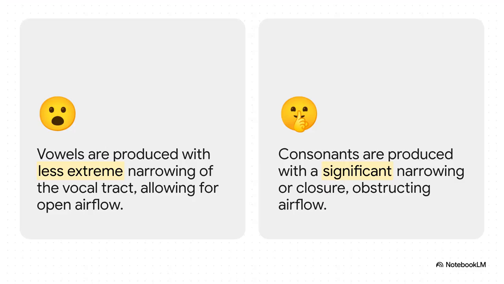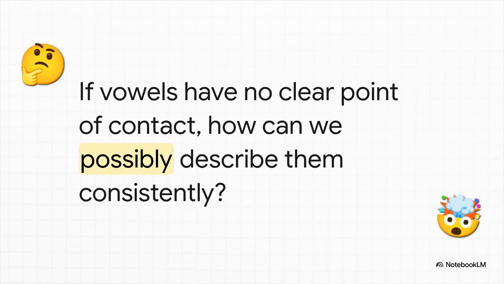I mean, think about it. To make a P sound or a T sound, you have to literally block the air. Your lips come together, your tongue smacks the roof of your mouth. But for a vowel, nope, it's all open space. The air just flows right on through. And that creates a huge problem. If there's no point of contact, how in the world can linguists describe these sounds consistently? Their solution is a little abstract, but it's totally brilliant.